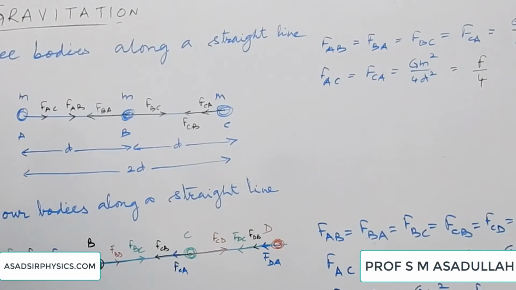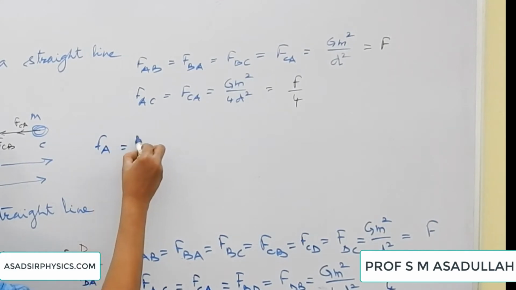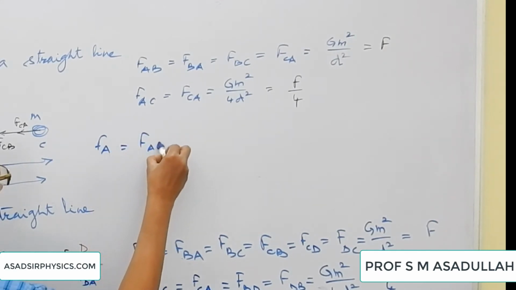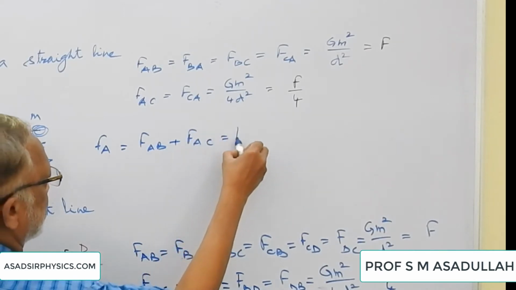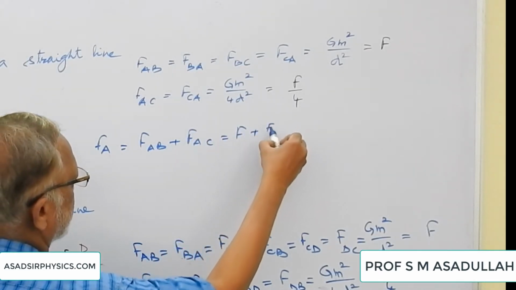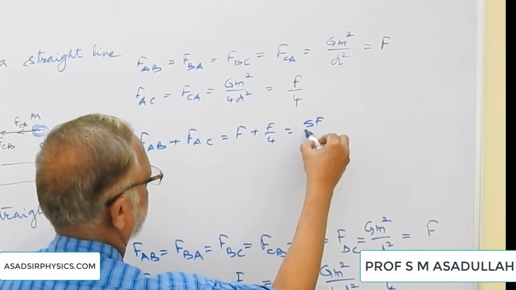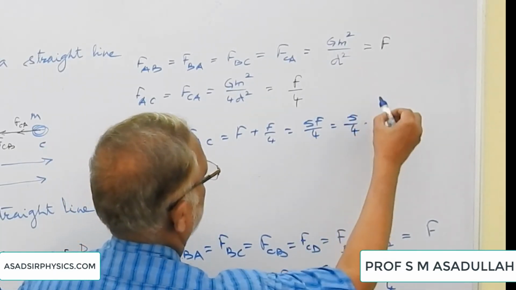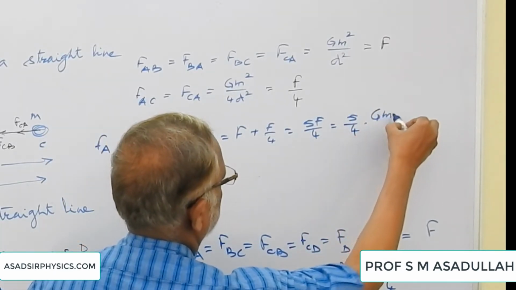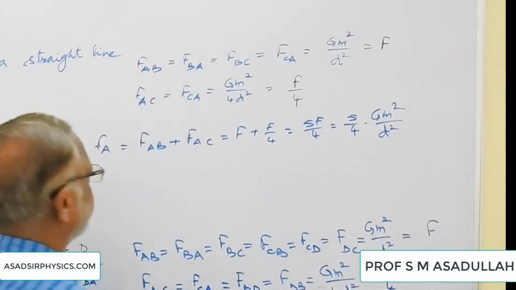Now, what is the total force on A? The total force on A, FA is equal to FAB plus FAC, that is F plus F by 4, that is 5F by 4, that is 5 by 4 times F, where F is G m square by d square.